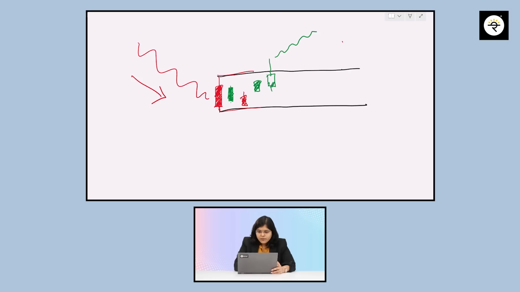So it went up, but ultimately it has closed inside the range only. Still, this is not a breakout. Still, it's a wait and watch category. Okay. So what is important? Important is that closing has to be above the range.